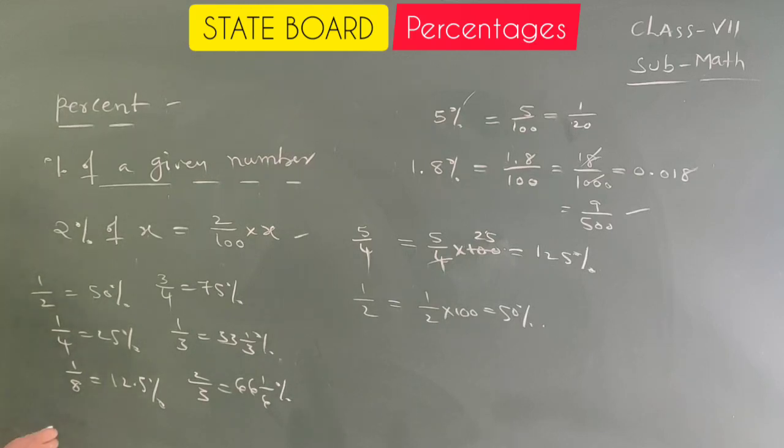Okay, 3 by 8 means 37.5%. 4 by 8 is nothing but half. 5 by 8 is 62.5%. 6 by 8 is nothing but 3 by 4 only. 7 by 8 means 87.5%. Like that. These are the required standard percentages.